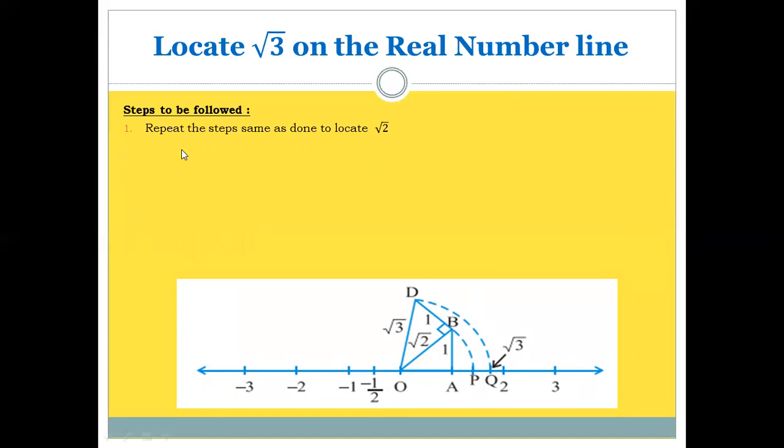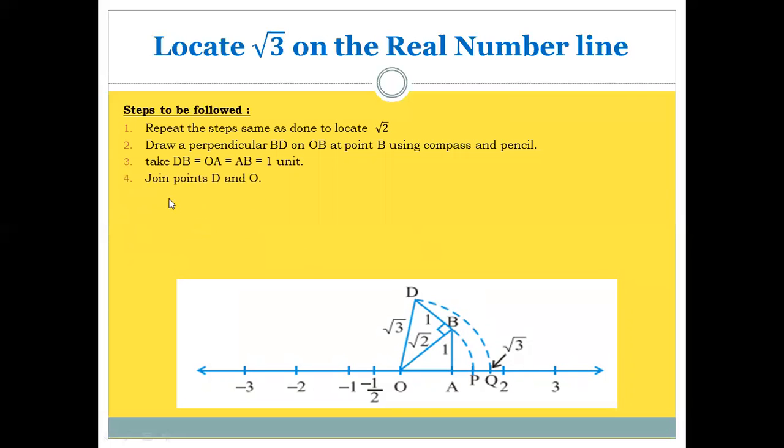The first step: repeat the same steps as done to locate root 2 in the previous slide. Now the second step is to draw a perpendicular BD on OB. So in the previous slide we got OB as the hypotenuse. Now, taking OB as the radius, we draw a perpendicular at B using compass and pencil, and this is BD, perpendicular on OB. Now next we have to take DB as 1 unit, as we have taken OA and AB. So DB must also be 1 unit, the same distance as OA and AB.